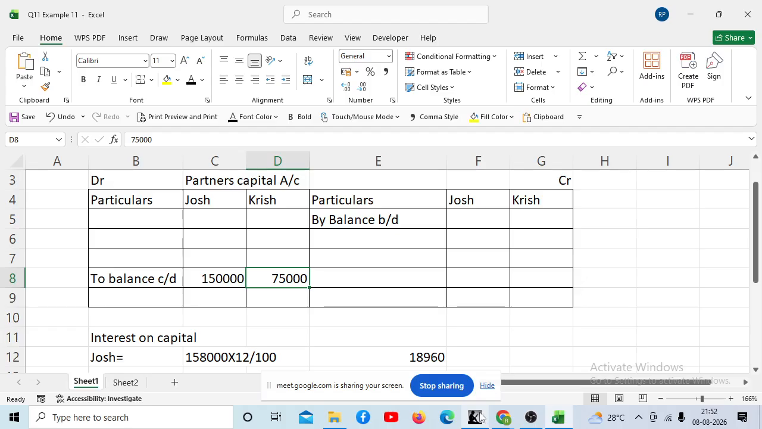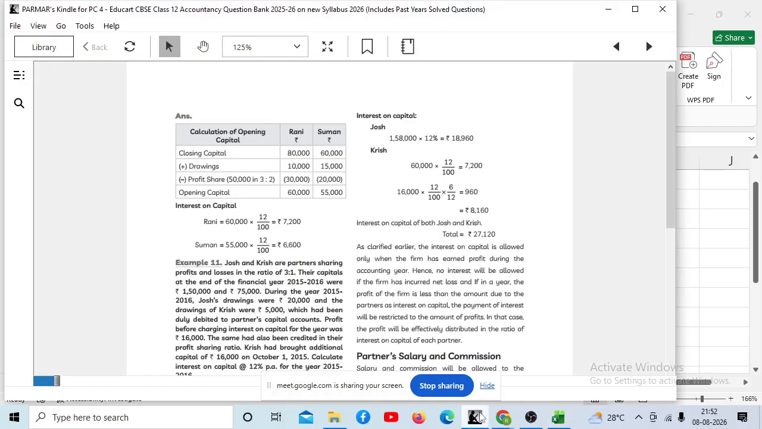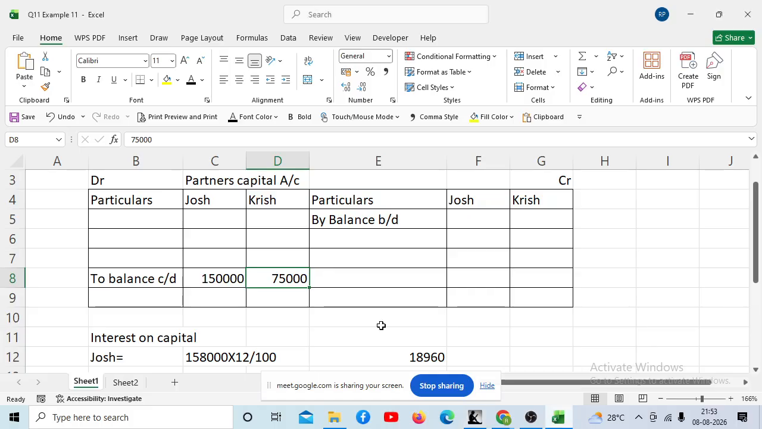Okay. Now what they are telling, during the year 2015-16, Josh drawings were 20 and Krish were 5. So drawings means the liability is reduced or the liability is decreased, right? So what the golden box is telling? Debit. So we will write it on the debit side. To drawings, 20 and 5.